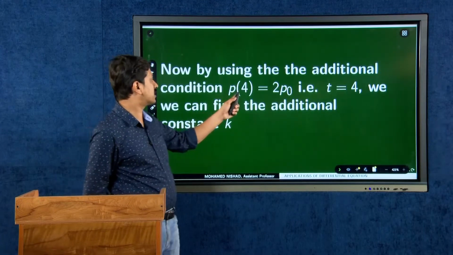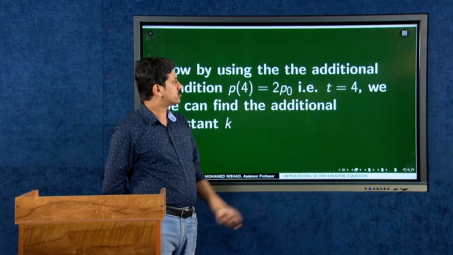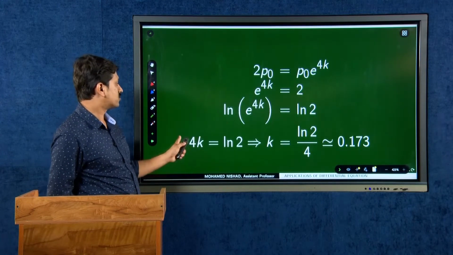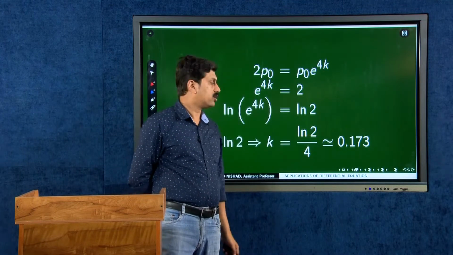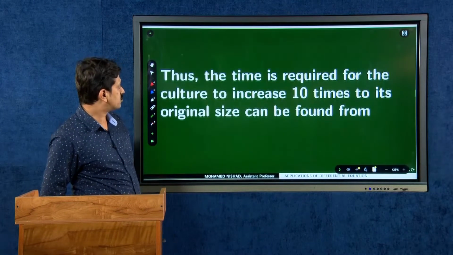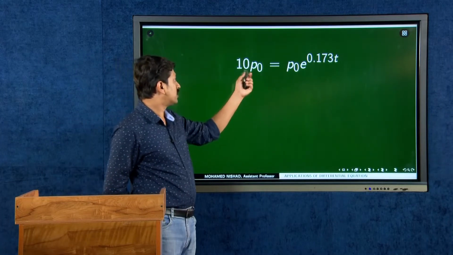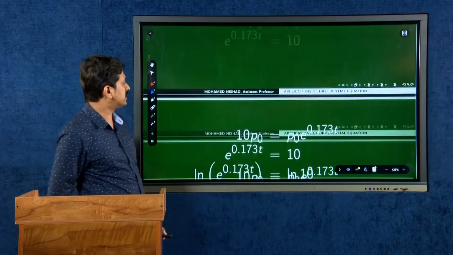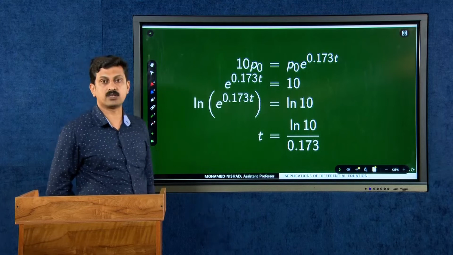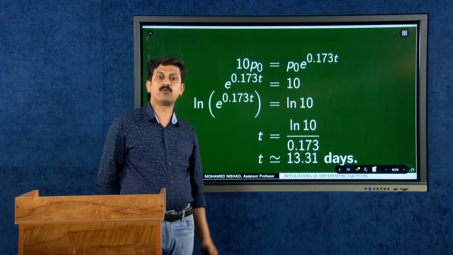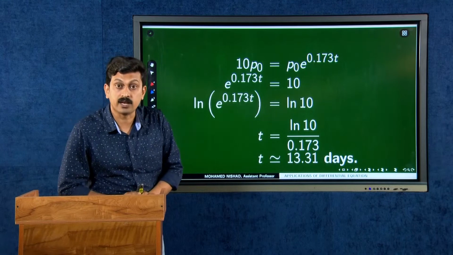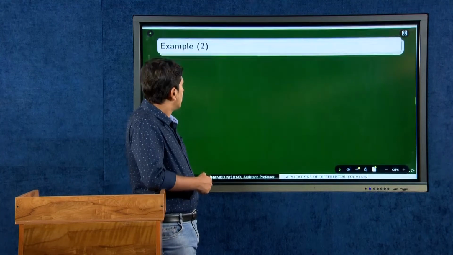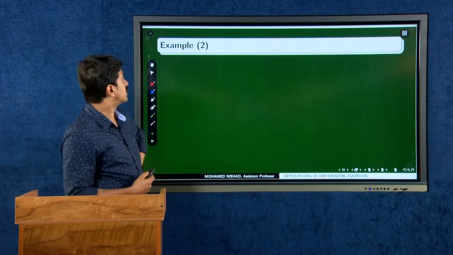We have the additional condition that after 4 days it will be double. While applying that one we can evaluate the value of k. So now we found k is approximately equal to 0.173. Then we applied that 10 times the initial culture is equal to this expression, and from there we can find t. While manipulating that equation we get the value of t as 13.31 days to grow this culture 10 times.